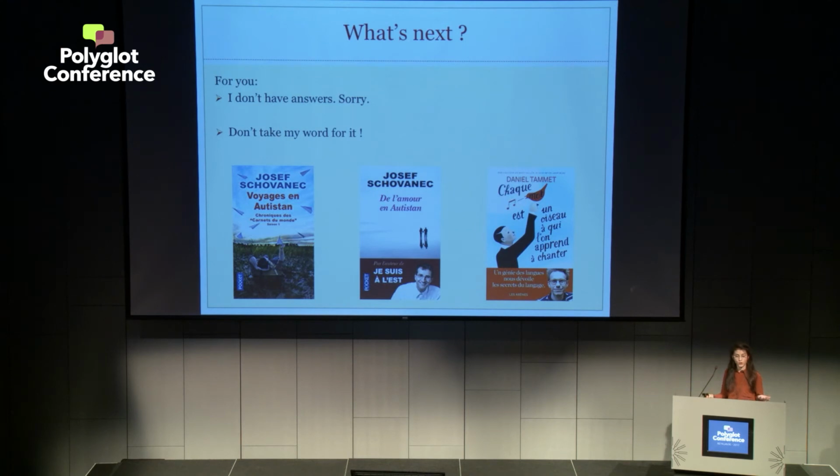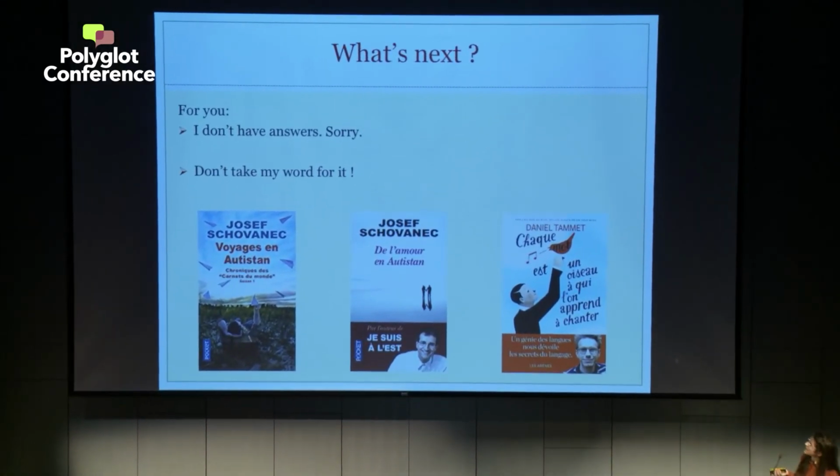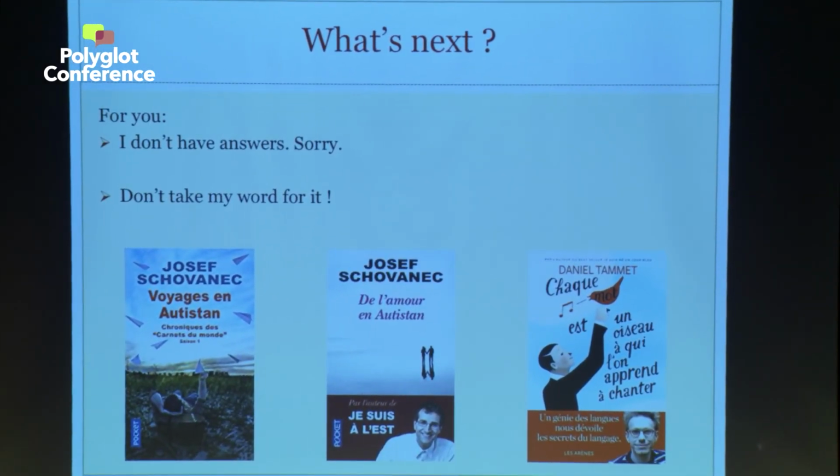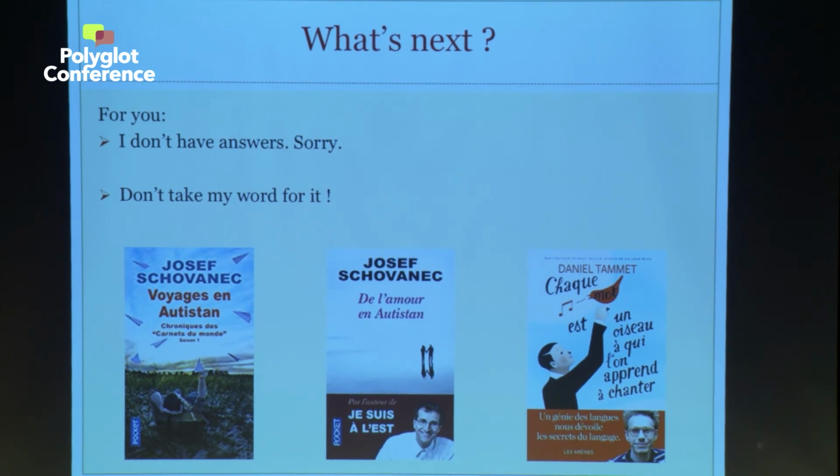And finally, what's next for you? Well, I don't have many answers, and you are probably even more puzzled now than you were at the beginning of the talk. But you know what? Like in all the things that I just told you, don't take my word for it. These are books written by people with autism who know many, many languages. You should just read their books. I put them here in French because I read them in French, but grab them in your own language and you will probably learn much more than what you learned here.